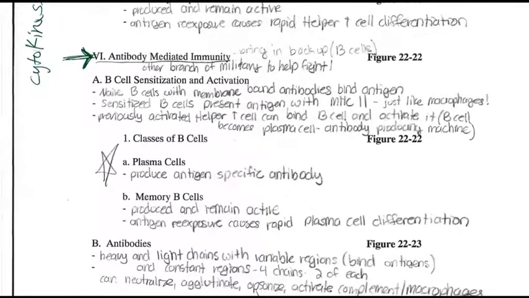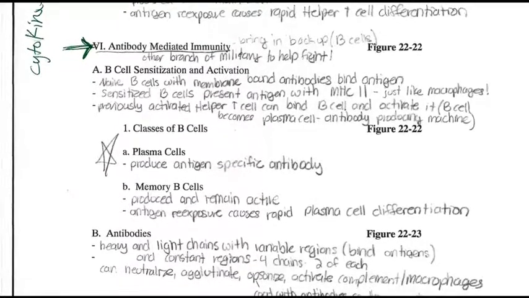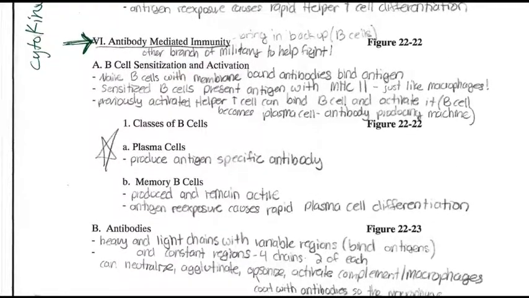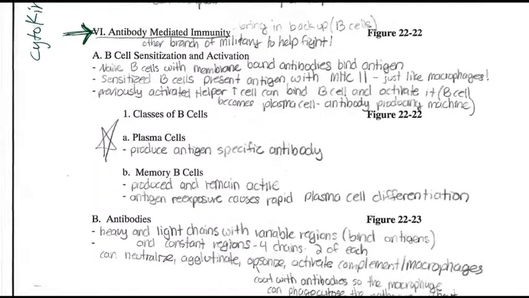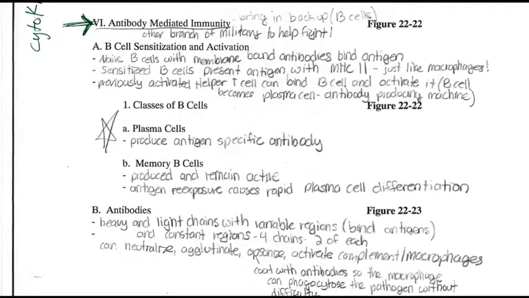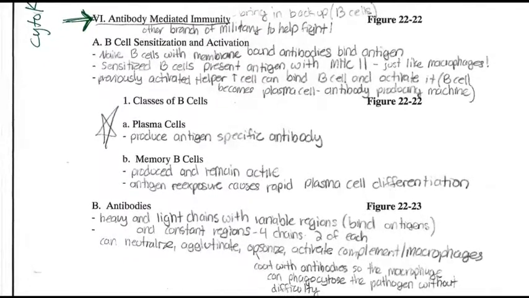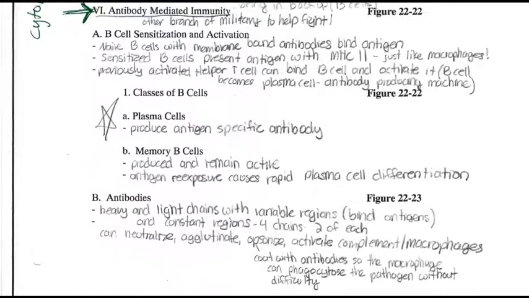Classes of B cells. A. Plasma cells. Plasma cells produce antigen-specific antibodies. B. Memory B cells. These too, once produced, remain active. Antigen re-exposure causes rapid plasma cell differentiation.